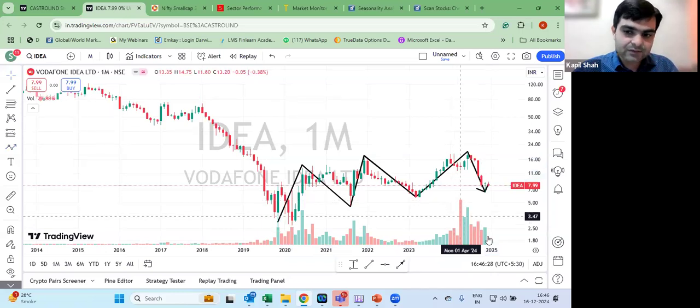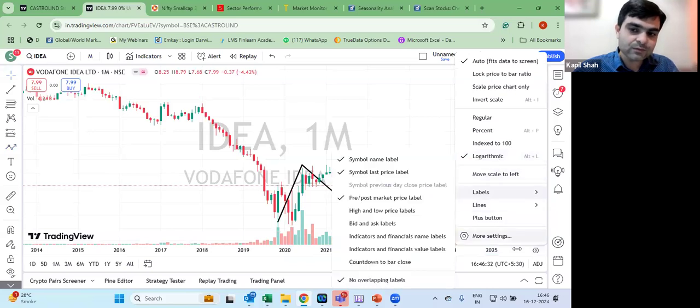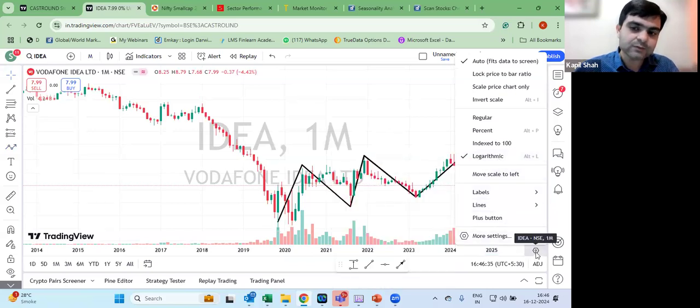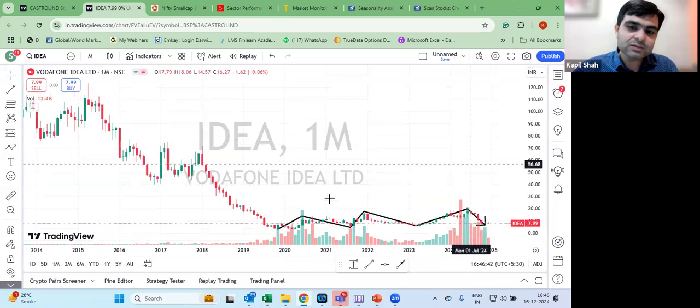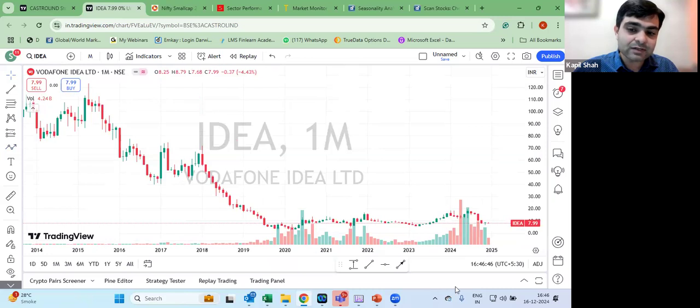Same chart, same time frame, same stock. If I just remove the logarithmic scale from it, the logarithmic option is at the right bottom corner, that hexagon kind of sign, and if I uncheck it, this is how the chart looks. Now, can you tell me which was better in the visuals? Was my earlier chart better, or is this chart better to visualize price momentum? Earlier was comparatively better, right?